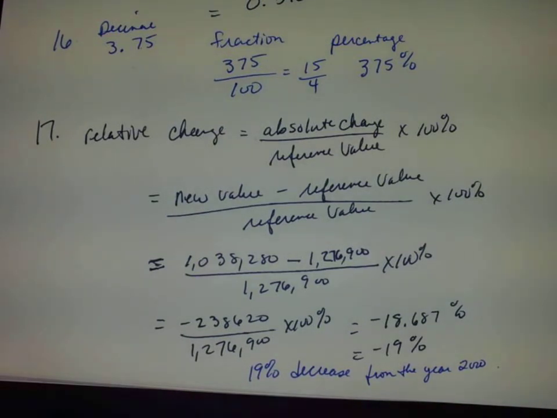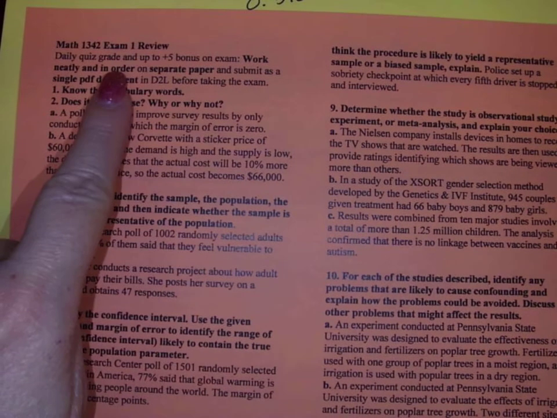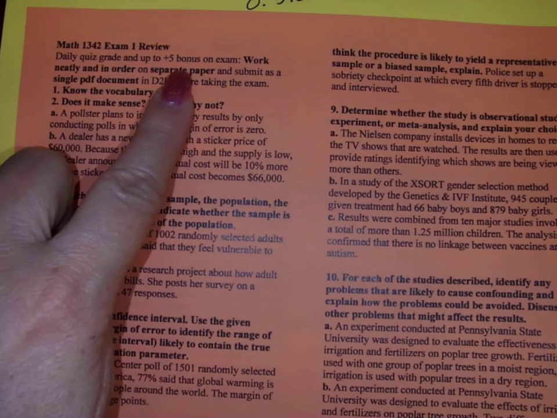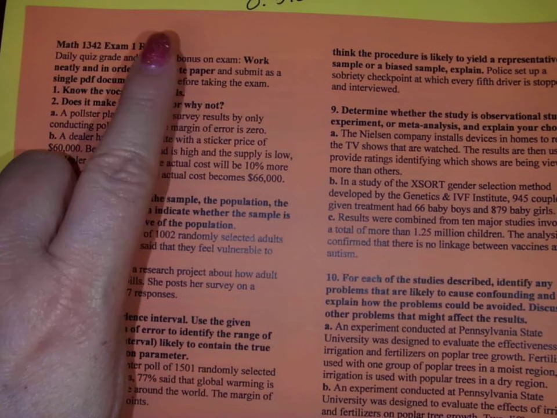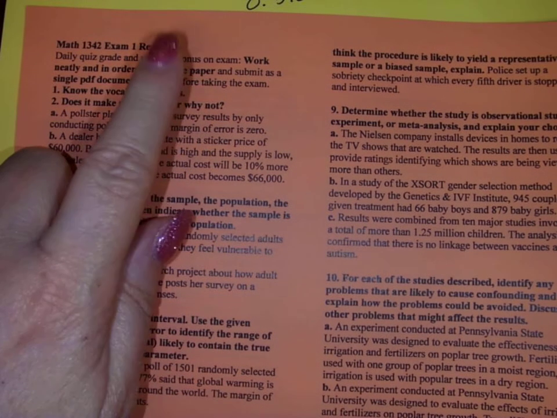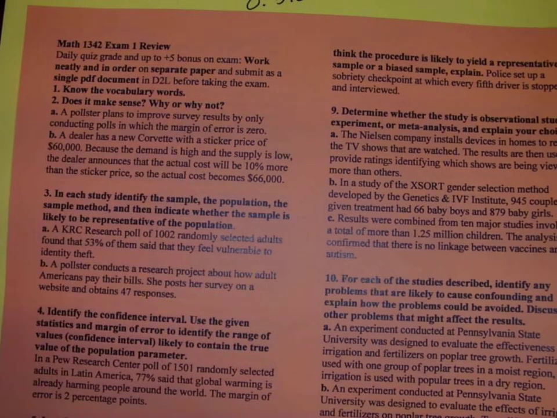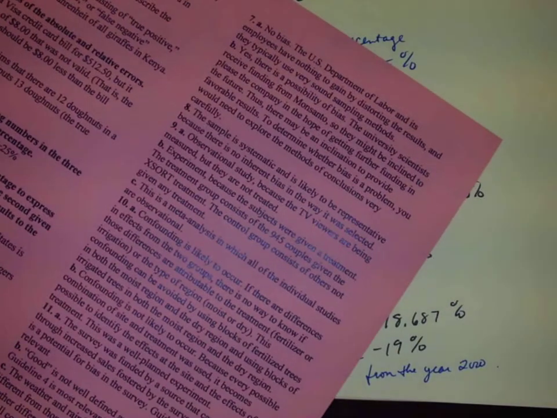All right, so study, study, study, work out your review. Please understand that your review has a bonus value on it. It's worth a daily quiz grade, and it's up to 5 bonus points on the exam. This is the only extra credit you can earn in the course, and test points count the most, so you want to work this out on separate paper and then submit it into D2L.